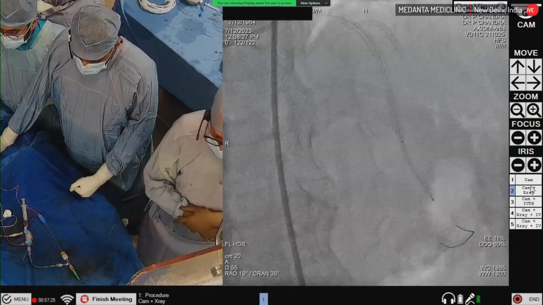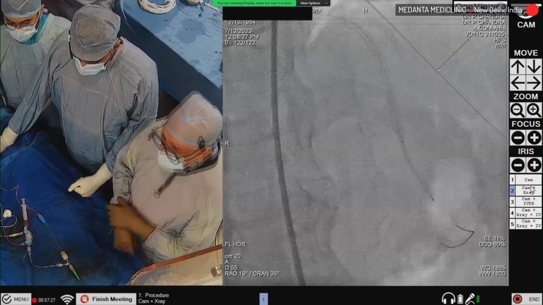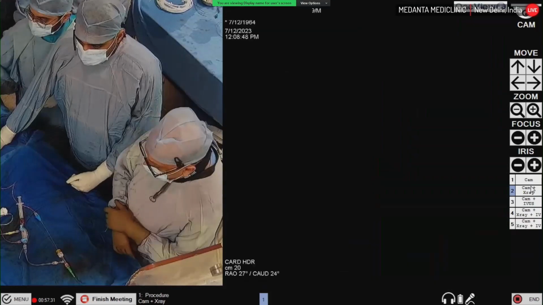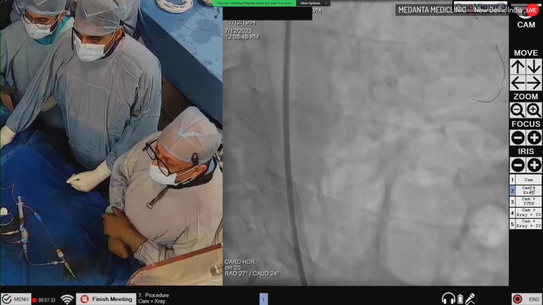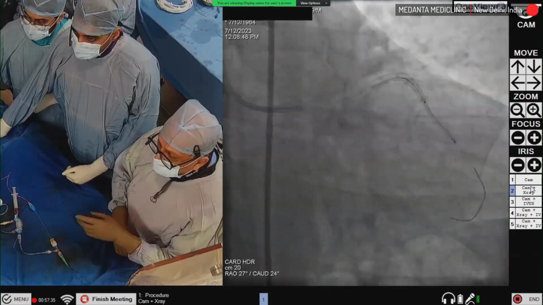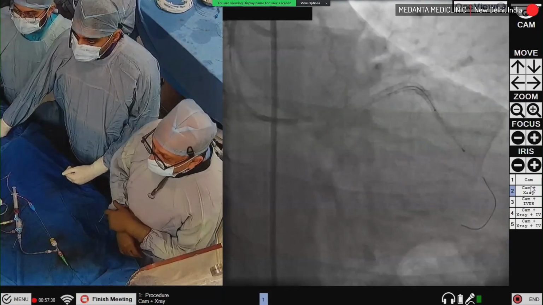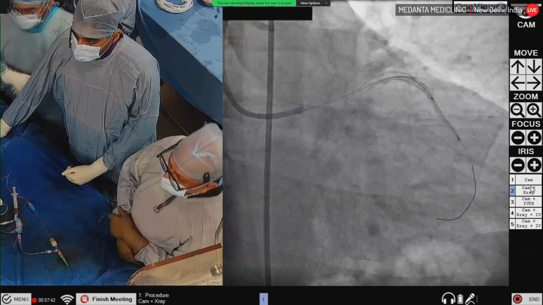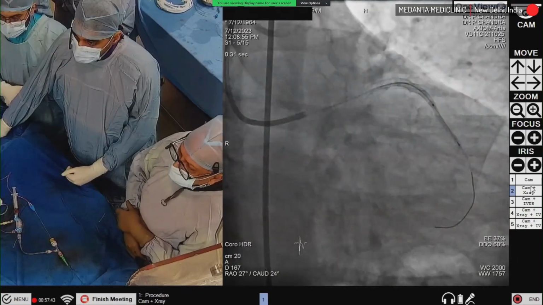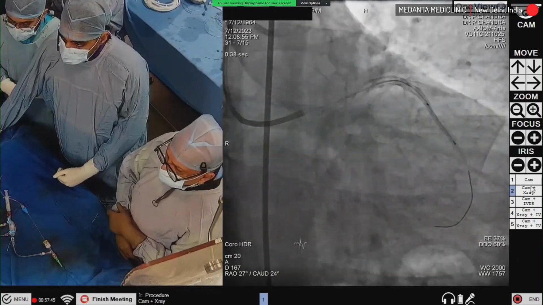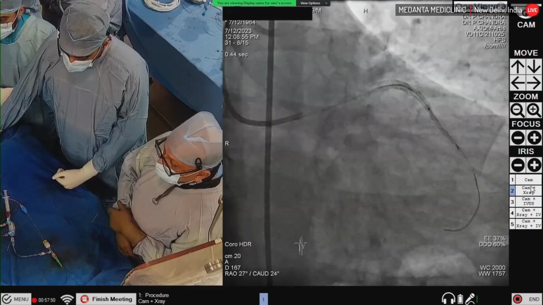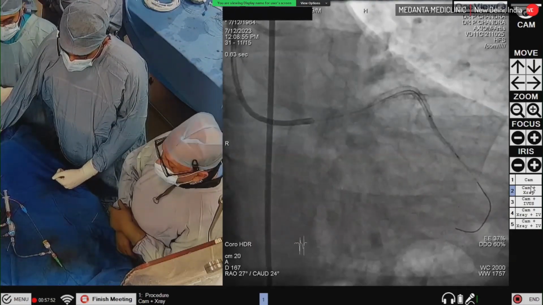Make it come to RO caudal position. So we'll come to RO caudal position. Okay. So we'll give a 2 minutes inflation. As you can see here, the balloon is well expanded. Looks good at 12 atmospheres, just distal to the stent which was implanted 12 or 10 years back.